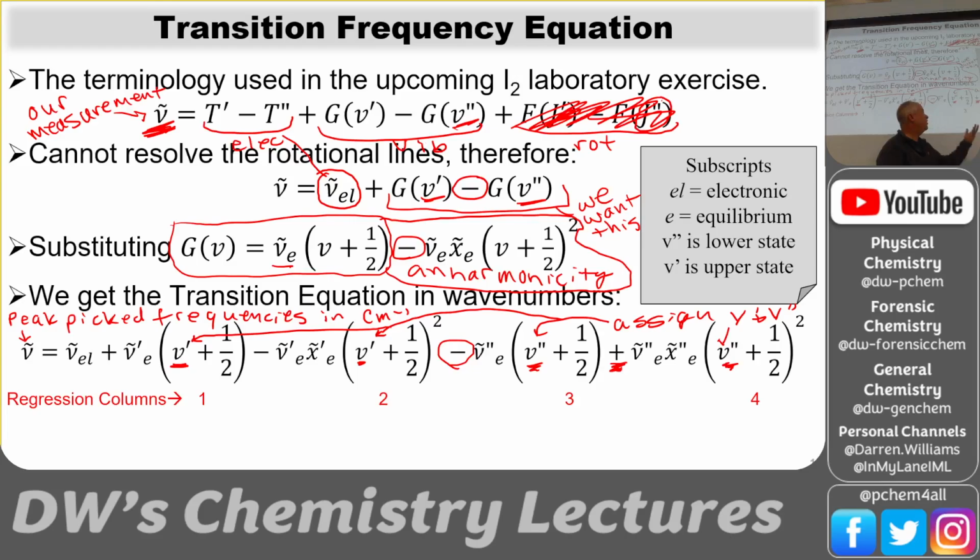It's not critical that you do that, as long as you recognize that whatever's in front of this column is what you're going to get in the ANOVA table. If you didn't put the negative sign in the column, then your coefficient is going to come out negative. And you compare it to literature, and all your literature values are going to be positive, right? So just push this negative over here, make a column of minus V double prime plus a half. And then when you do the regression on it, the coefficient for column 3 will be this vibrational frequency in the lower state, the lower electronic state.